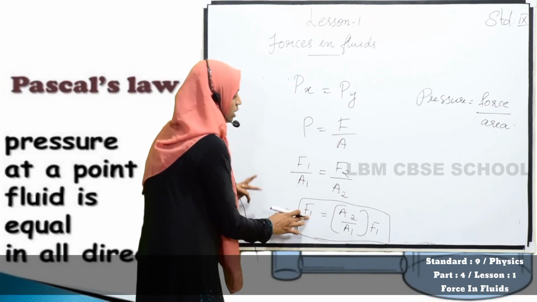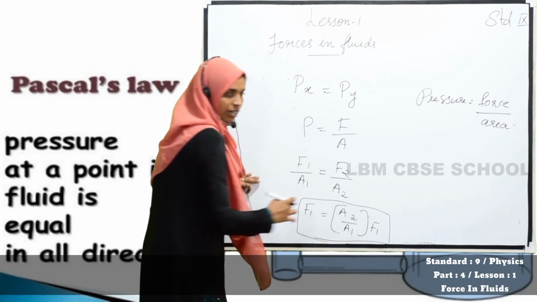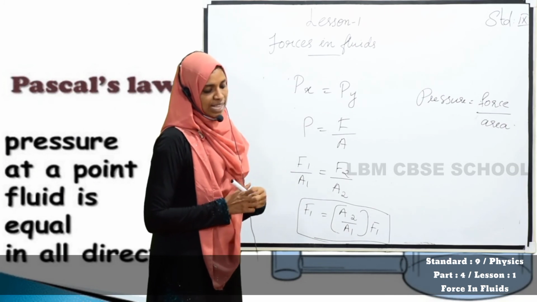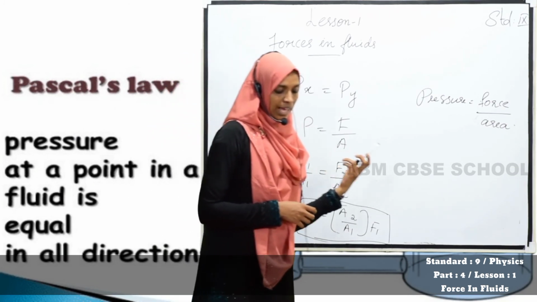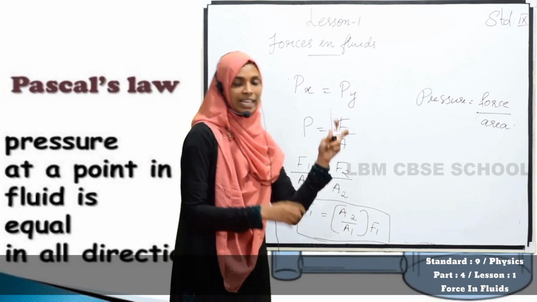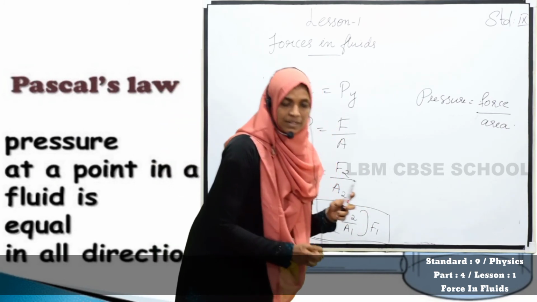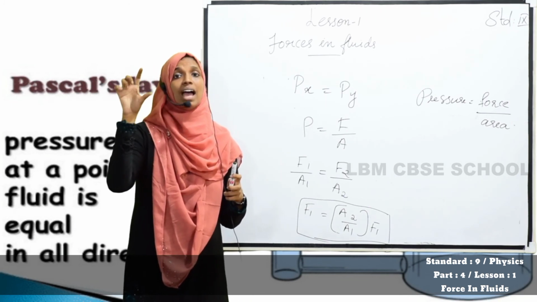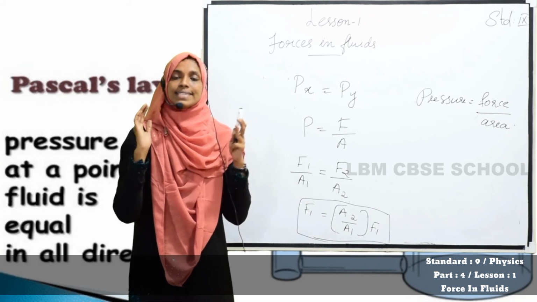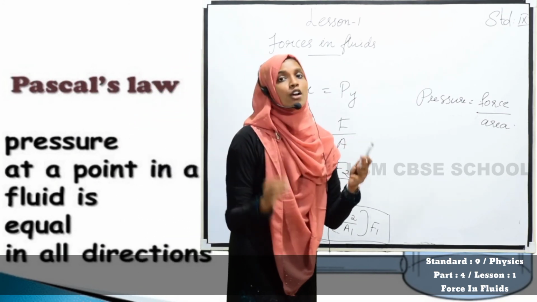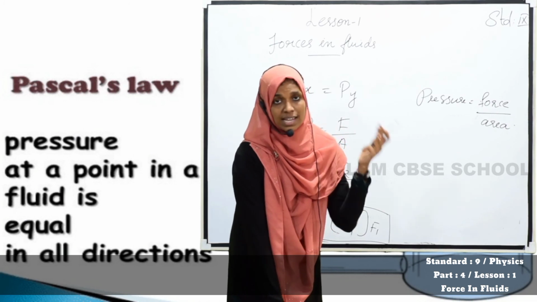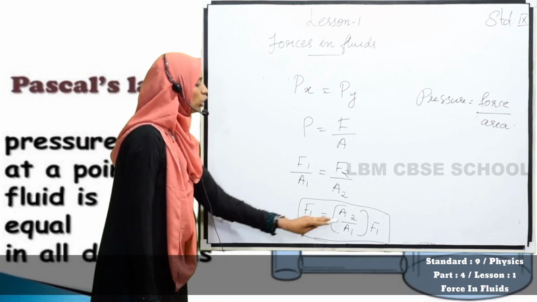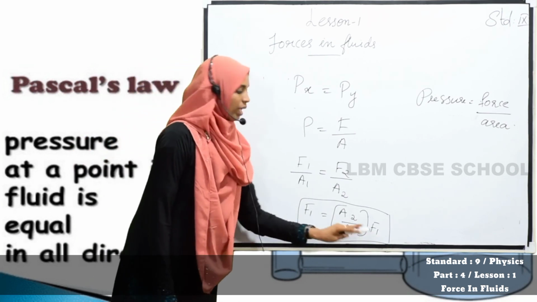So F2 is equal to A2 by A1 into F1. Okay, so this means if the area of cross section of the second piston is 100 times that of the first piston, we can see in the first picture, in the hydraulic jack picture, the area of cross section is higher in the second piston. Okay, so the second piston is 100 times larger than the first. The area of cross section of the second piston is larger than the first piston, and here there forms an equation F2 is equal to A2 by A1 into F1.